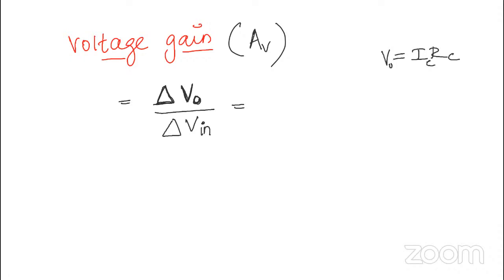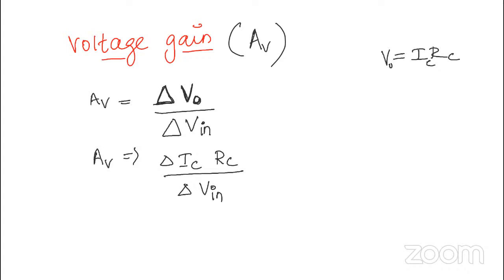So இப்ப இது one more equation எப்படியும் எழுதலாம் அப்படின்னா delta of IC into RC divided by delta VIN. So this is one more formula for calculating the voltage gain. So ரெண்டு ஃபார்முலாவுல எந்த ஃபார்முலா வேணாலும் நம்ம யூஸ் பண்ணிக்கலாம்.